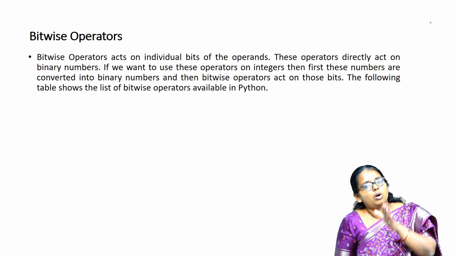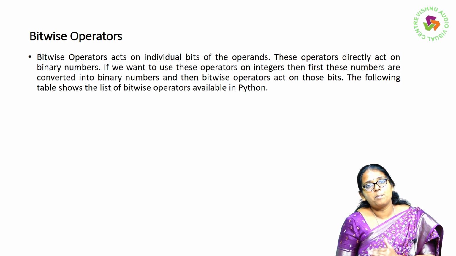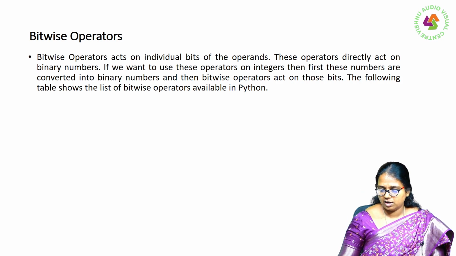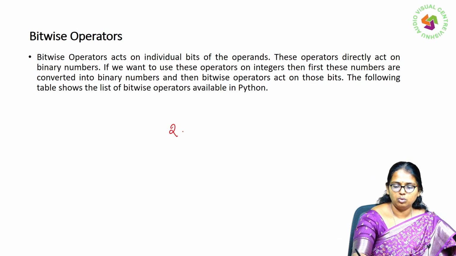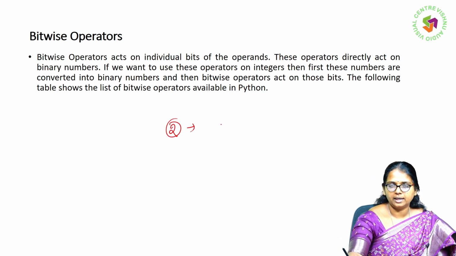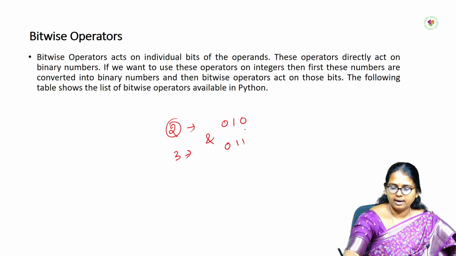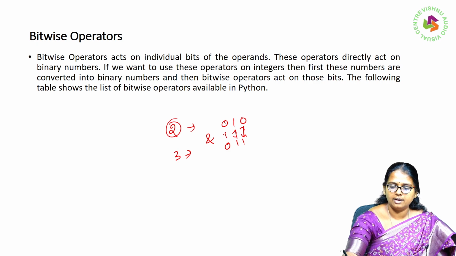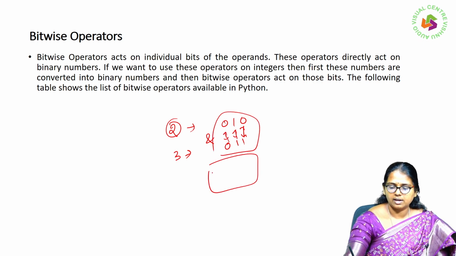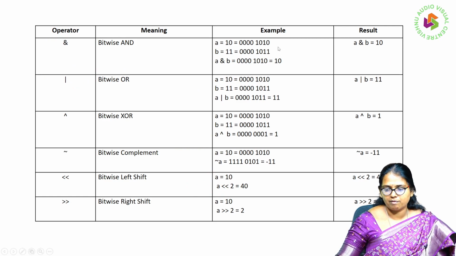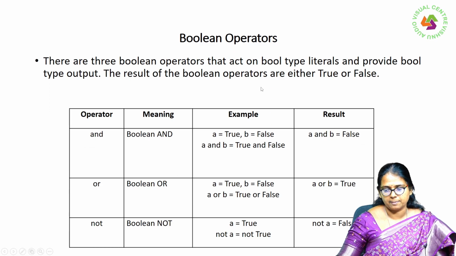See here, up to now whatever operators we have seen, it is performing on the numbers. When you come to the bitwise operators, it will perform on individual bits. Individual bits means, suppose I take 2, it will convert this number into binary number 0, 1. Then if I have taken 3, 0, 1, 1. If I perform AND between these, it will again convert into a result. This is about the bitwise operators. It will always perform on the individual bits.